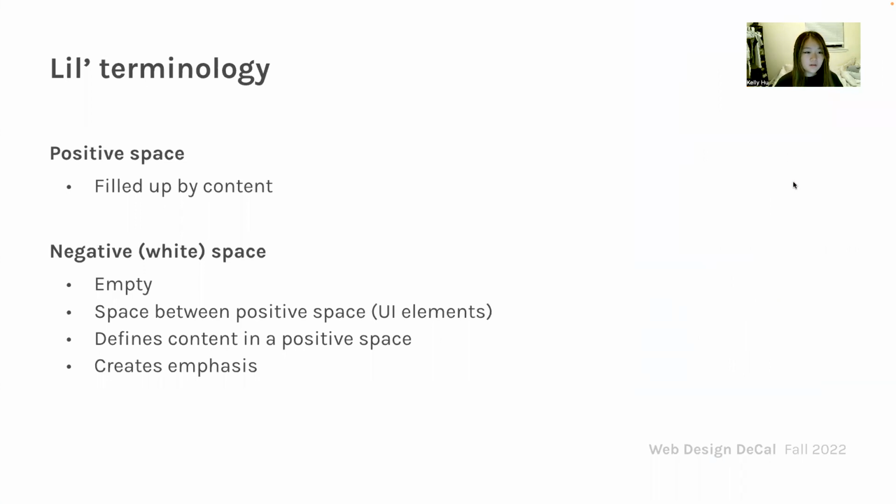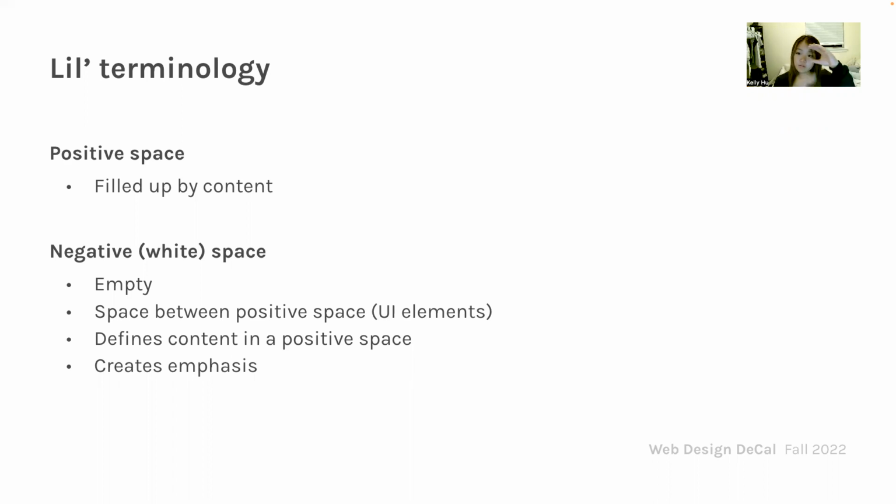So here's a little terminology. When we think about space, we have two types of space, positive and negative space. The positive space is typically filled up by content, things like images, text, the main meat of the page, if you will. And then we have negative space, which is white space or just empty space. It doesn't have to be necessarily white. White is just a term we like to throw out there. If the background's black, it can be black space, I guess. But essentially, it's negative empty space that exists between the positive elements.